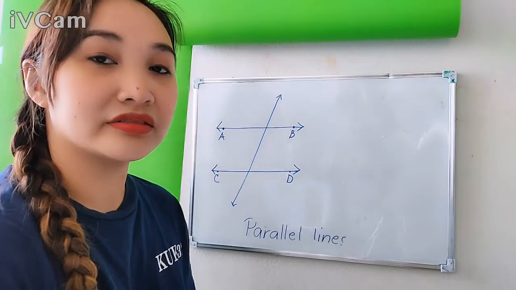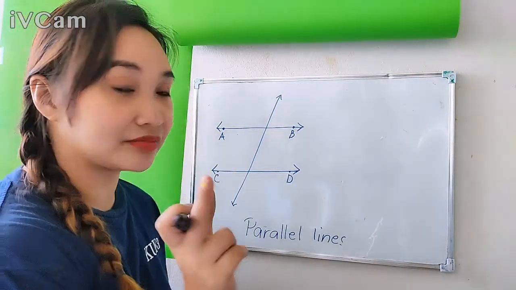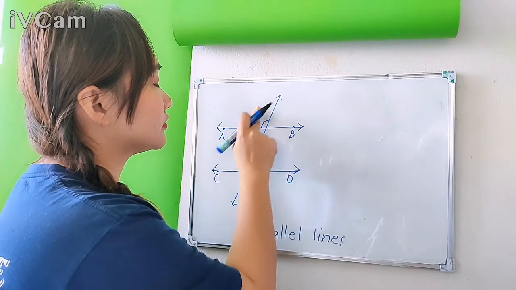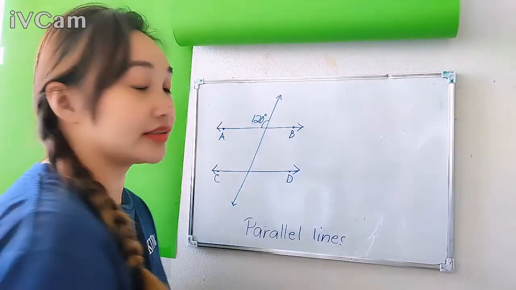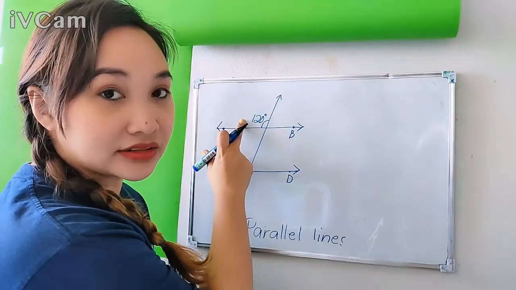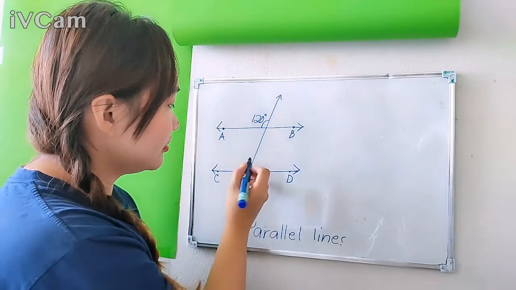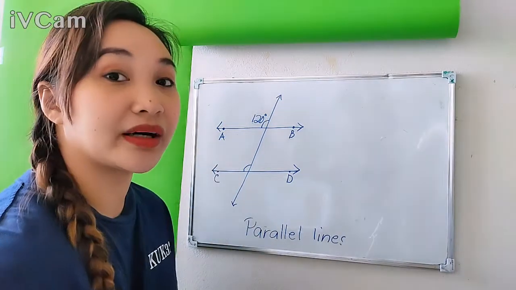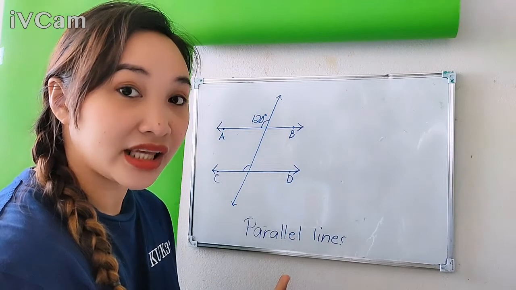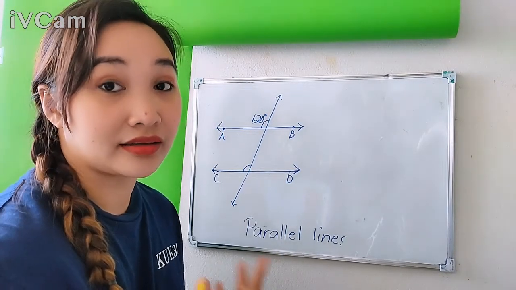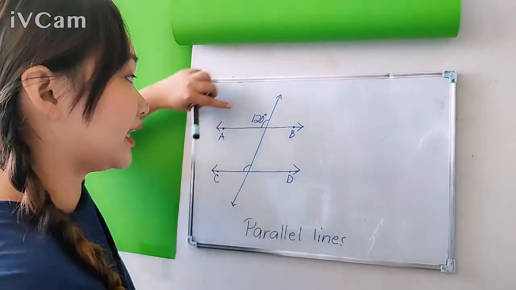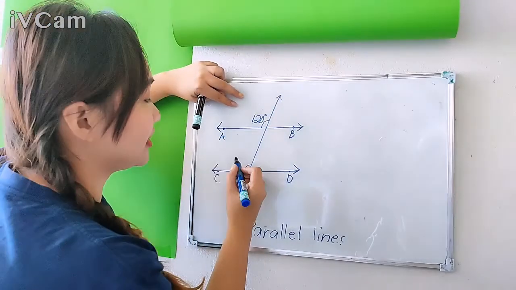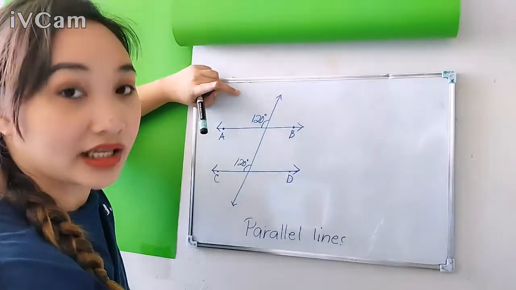Alright, so an example of corresponding angles. Here, for example, this angle is 120 degrees. So if this angle is 120 degrees, what is the size of this angle? Take note, they are corresponding angles, meaning to say they are equal. They are the same. So if this angle here is equal to 120 degrees, therefore this angle here is equal to 120 degrees as well.